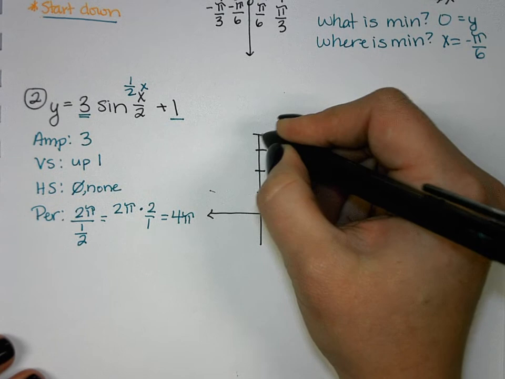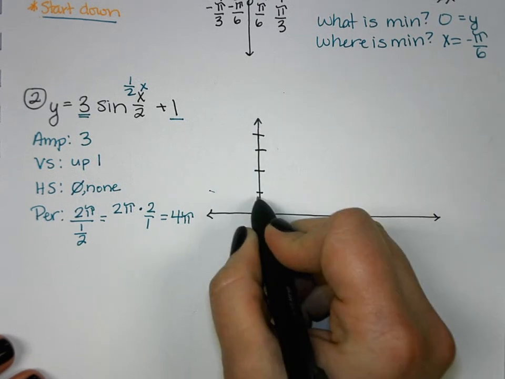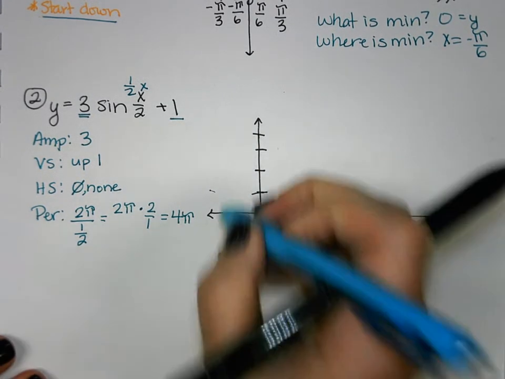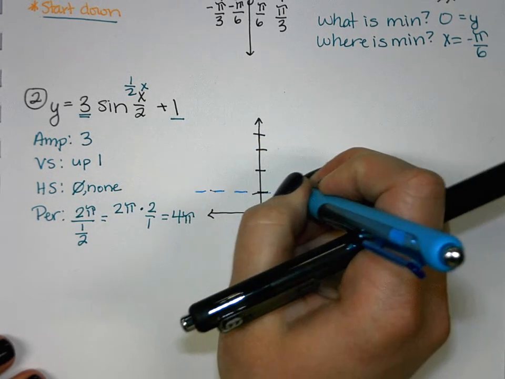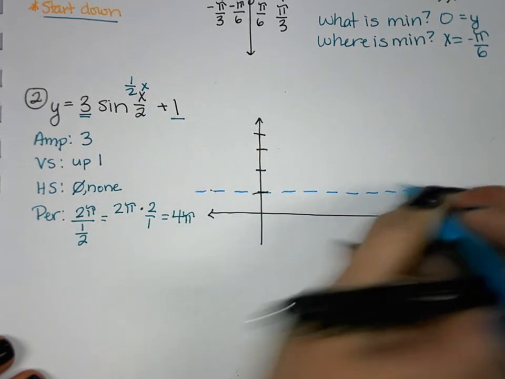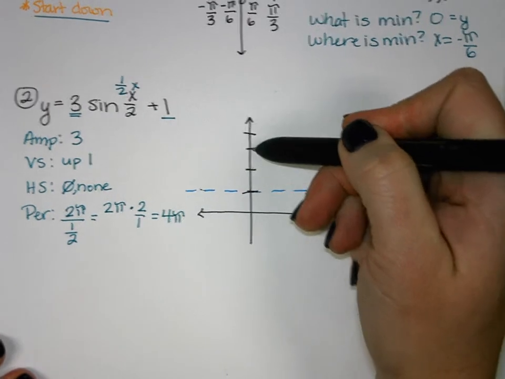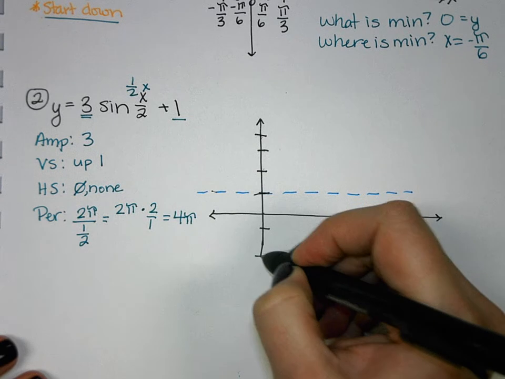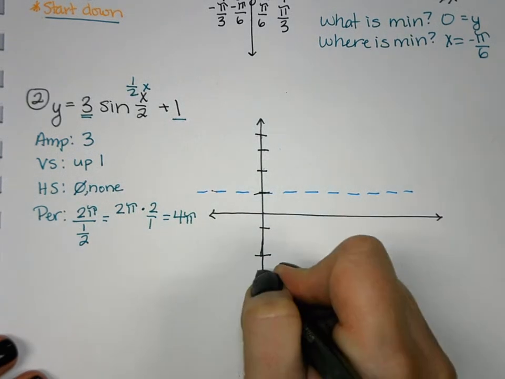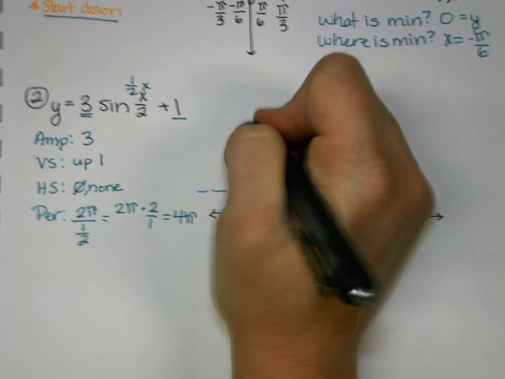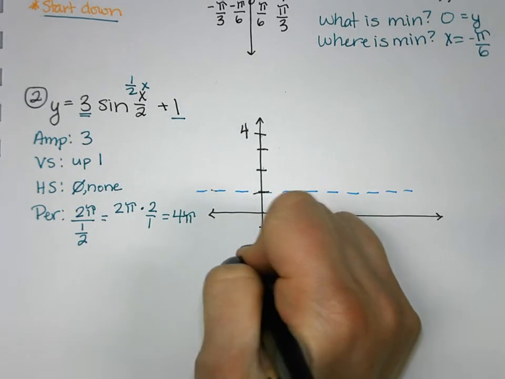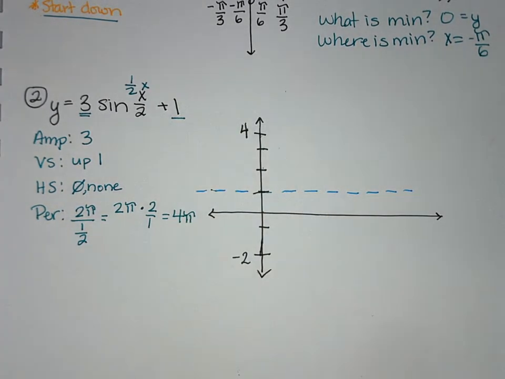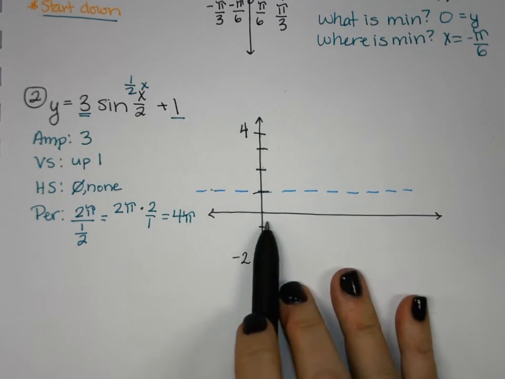I know I have a vertical shift of 1, and I have to be able to do an amplitude of 3, meaning I need to be able to go 3 in either direction. So if my vertical shift of up 1 takes me here, I have to be able to go up 3 and down 3 as well. So I'm going to make sure my graph can cover that. That means I'll be at 4, and down here I'll be at -2. So I'm going to label my highs and lows.